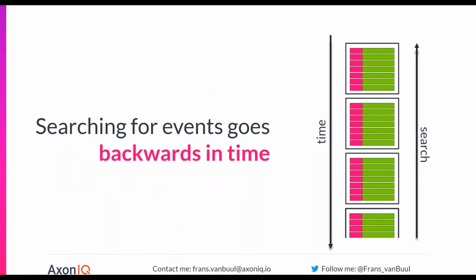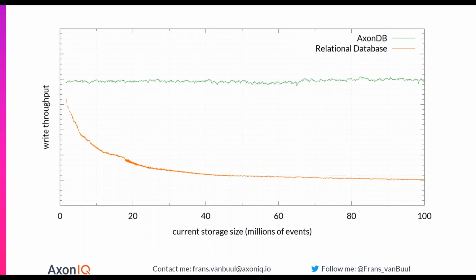Searching of events always goes backwards in time. We start with the segment that's currently open, the one that we're appending events to. And if we didn't find event 0 for an aggregate there, we will check the previous segment and so forth, which optimizes us for this use case of reading recent events. So these aspects that I've shown you together make sure that we have constant performance.